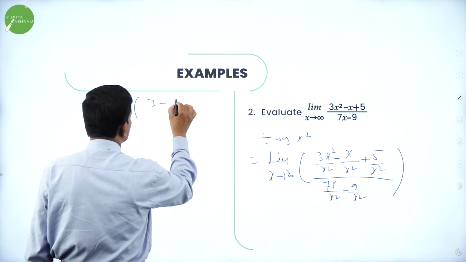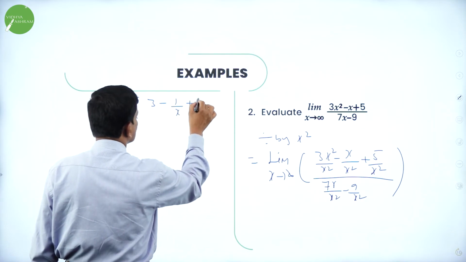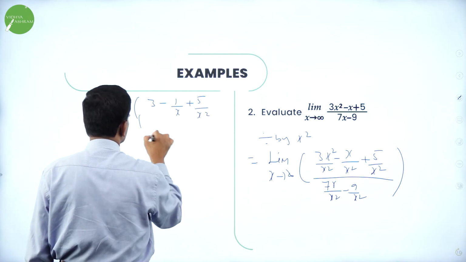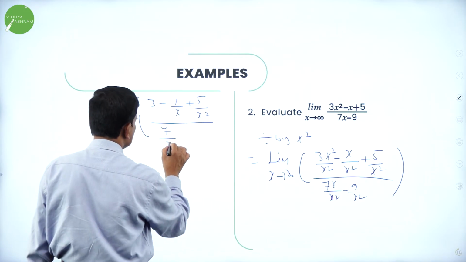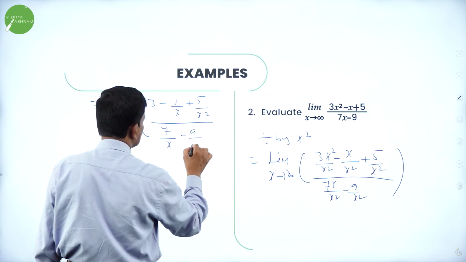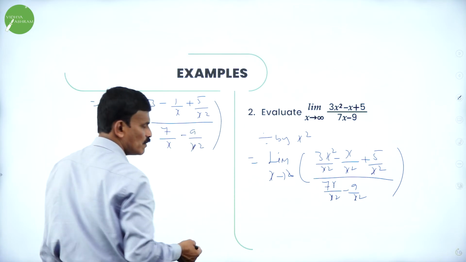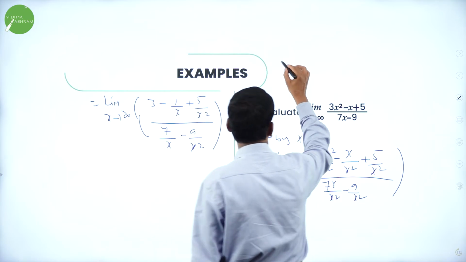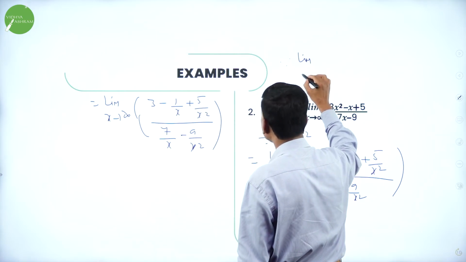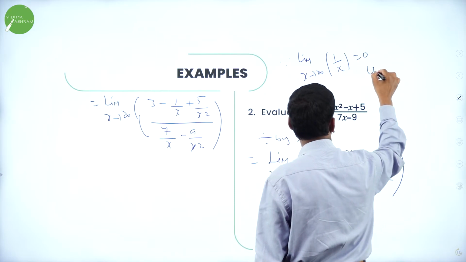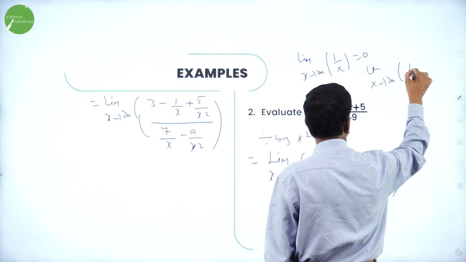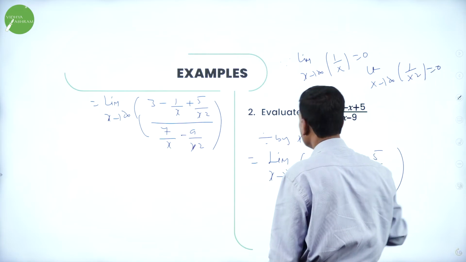3 minus 1 by x plus 5 by x square, whole divided by, in the denominator, 1 x gets cancelled, 7 by x minus 9 by x square. Same concept, since we know the value of limit x tends to infinity of 1 over x is equal to 0. Limit x tends to infinity of 1 over x square is also equal to 0.